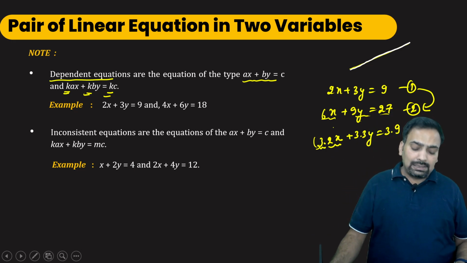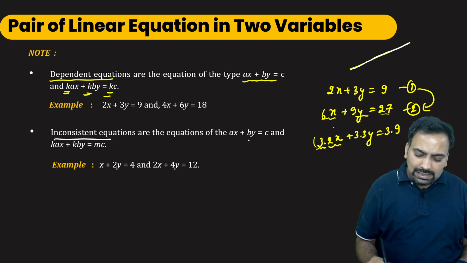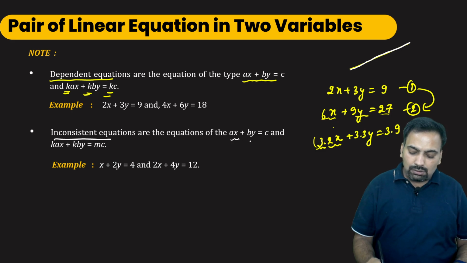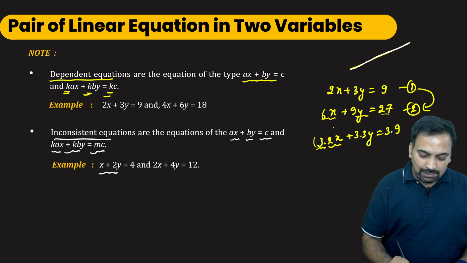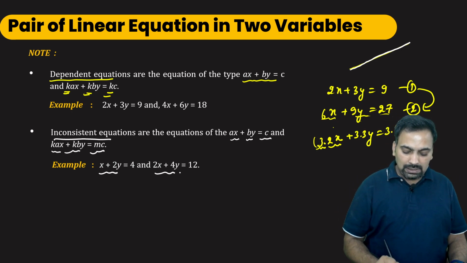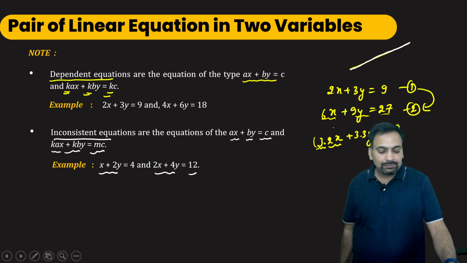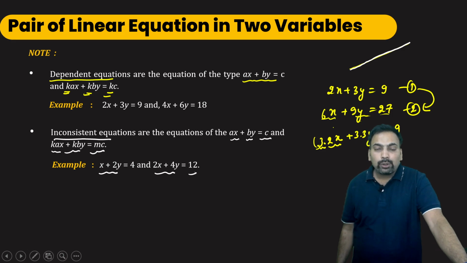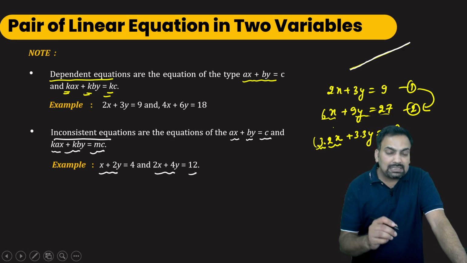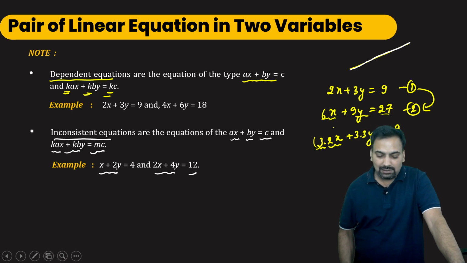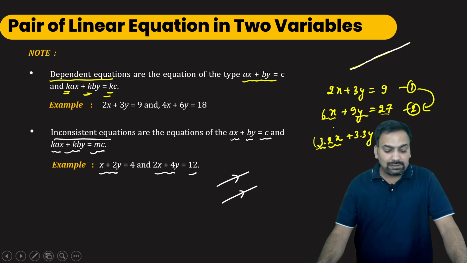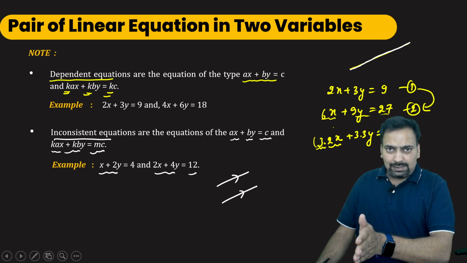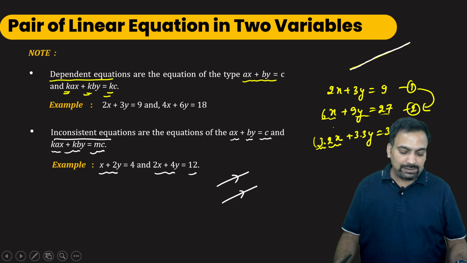And what about inconsistent equations? Inconsistent equations are when ax plus by is equal to c and kx plus ky is equal to mc. So there is one example: x plus 2y, 2x plus 4y is equal to 12. Means these types of equations are parallel to each other. Parallel to each other, and they never intersect each other. That's why no solution. We will discuss this just after this topic.